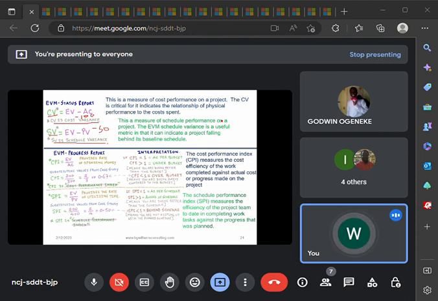You simply know what it means to be behind schedule now. You are not meeting up with your schedule. You are still behind. That one is simple to understand. When SV is positive, it simply means you are ahead of schedule. Hope that is clear.